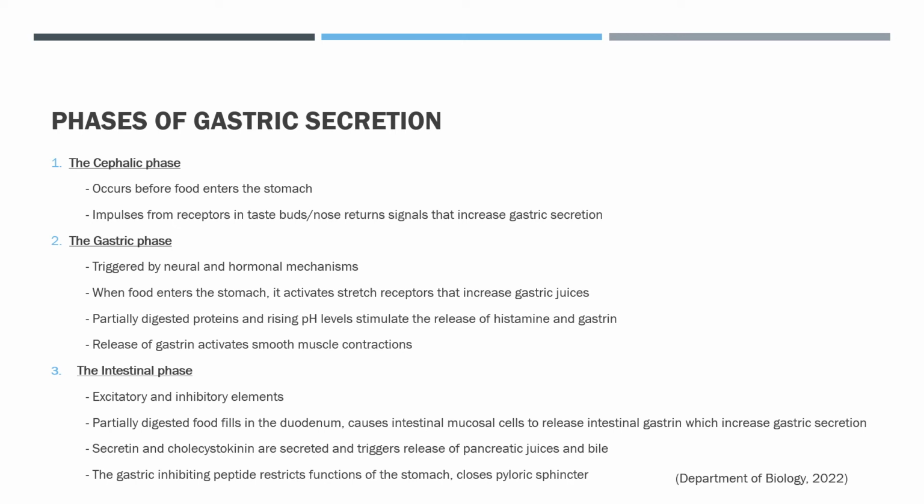Partially digested food fills the duodenum, which causes intestinal mucosal cells to release a hormone called intestinal gastrin, which further increases gastric juice secretion. At the same time, secretin and cholecystokinin are secreted into the duodenum, which triggers the release of pancreatic juices and bile. The gastric inhibitory peptide restricts the functions of the stomach, which causes the pyloric sphincter to close, blocking additional chyme from entering the duodenum until it is empty again and ready to receive more chyme.